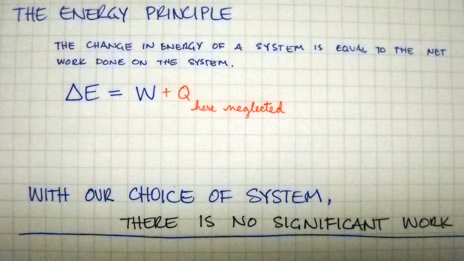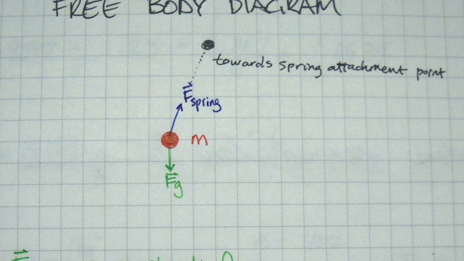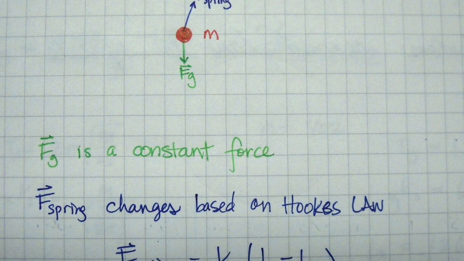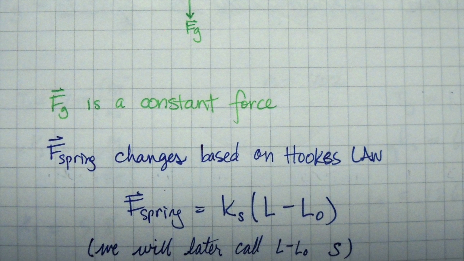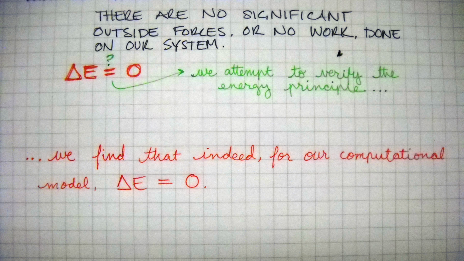In this lab, we attempt to verify the energy principle by creating a computational model in VPython which mimics and compares the real-life movement of a mass on a spring, which was videoed and then analyzed in Tracker. From a set of initial data collected from Tracker and Newton's second law, we find the system energies and the sum of the change in system energy according to our choice of system, and find the total change in energy, delta E, is 0 for our computational model.